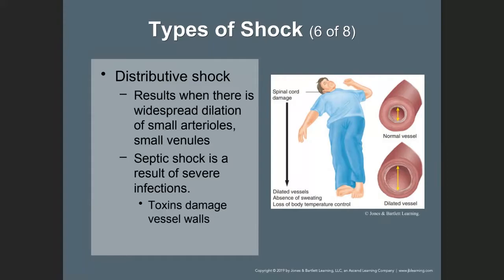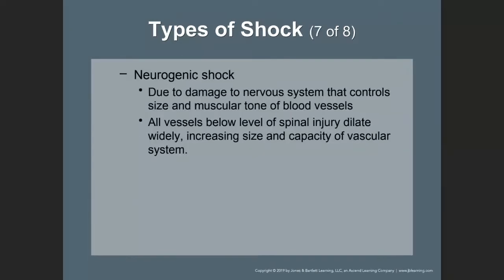So if it's distributive shock, it means that the blood vessels are too dilated for whatever reason, whether it's a bacteria causing the problem, whether it's the patient just fainted, whether it's a spinal injury, right? Something is causing the blood vessels to dilate too much. So the end result is widespread vasodilation, but the cause is specific, whether it's bacteria, allergic reaction, spinal injury, or fainting.